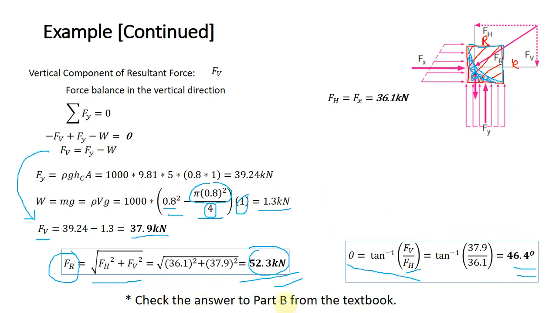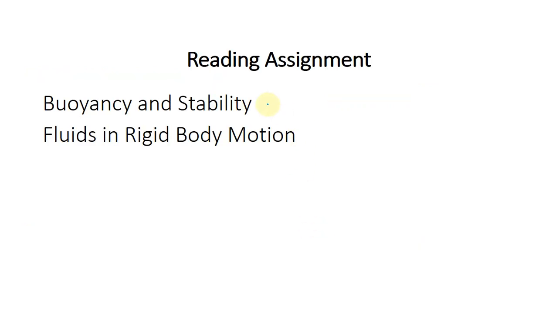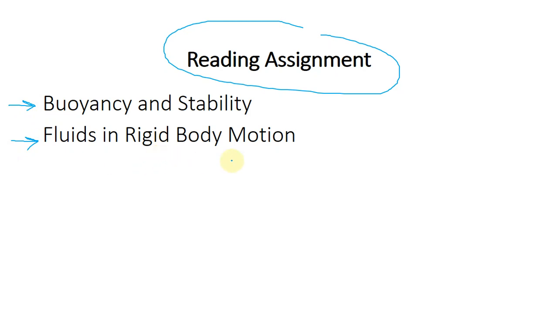So check the answer to part B from the textbook, look at it carefully, and if you have questions, you can post in Google Classroom, or also send them in the Telegram discussion, and take this as a reading assignment. We have buoyancy and stability and fluids in rigid body motion, the remaining parts of chapter 3. So take a look at this, and I will have another discussion on this, so you can have a revision and a recap on these concepts, but I expect you to read these two parts.